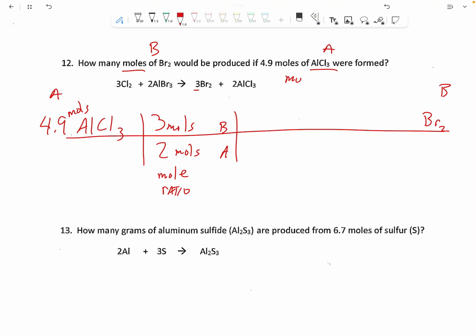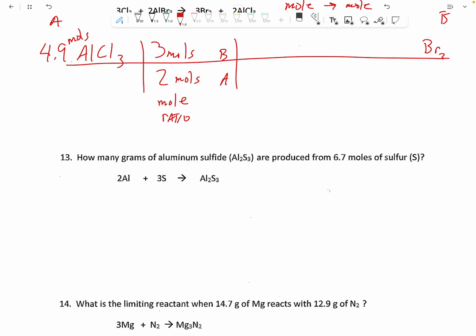And again, that's a mole to mole problem. Just one single step. That's a mole ratio. 13, how many grams of aluminum sulfide are produced from 6.7 moles of sulfur? Well, 6.7 moles of sulfur, and you're trying to find the grams, the mass of aluminum sulfide. Oops, that's wrong, excuse me.